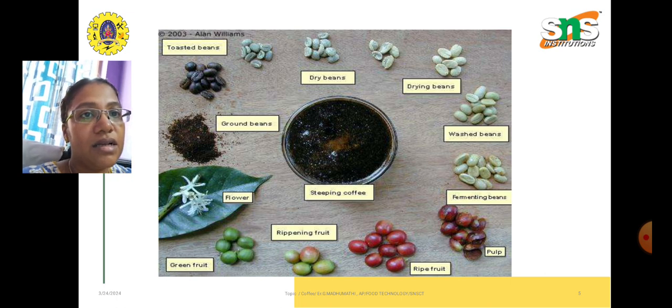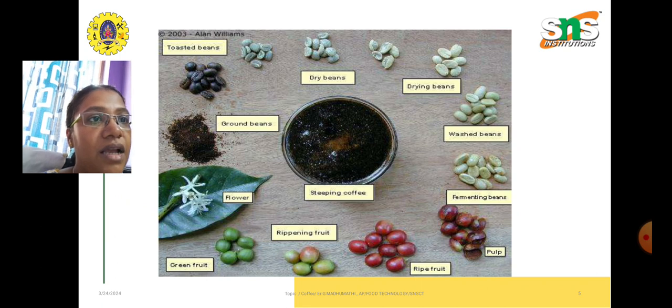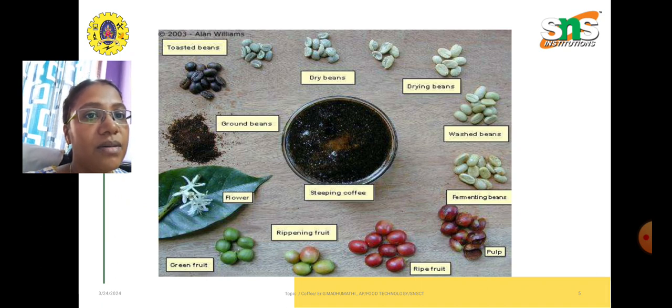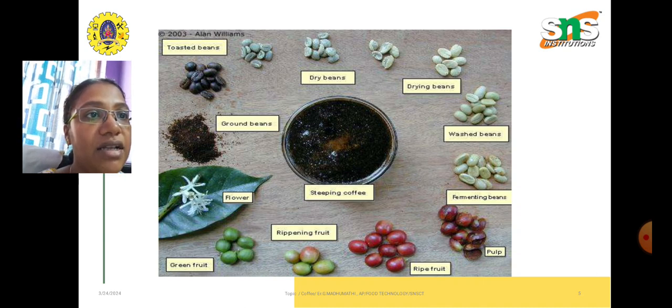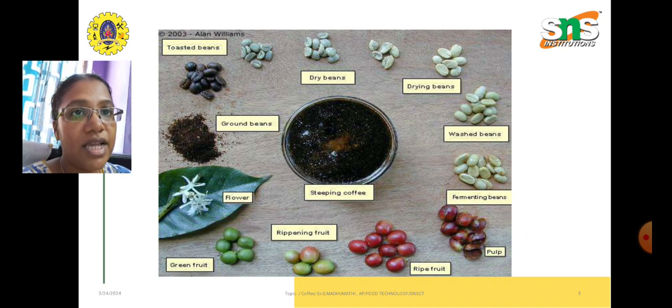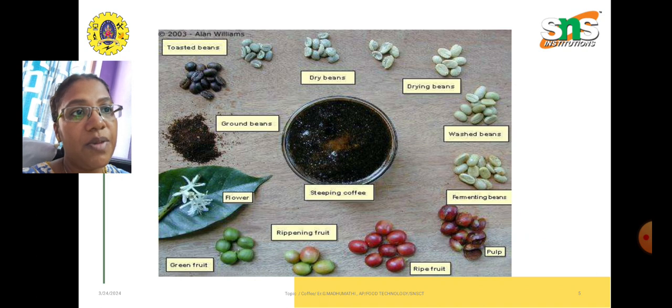And this is the picture where they display all the stages of beans, that is dry beans, drying beans, how the washed beans will look, fermented beans, pulp, ripe fruit, ripening fruit, green fruit, ground beans, flour, and the toasted beans. So we can differentiate the different stages in the process of the beans with the steeping coffee.